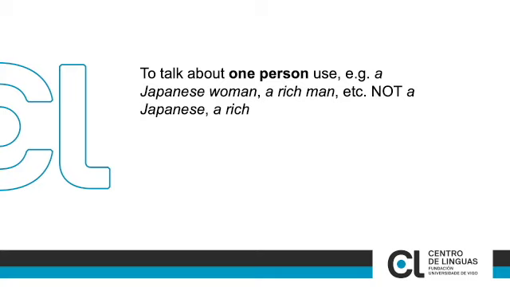When we want to talk about one person, we say, for example, a Japanese woman, a rich man. Okay, we don't say a Japanese or a rich. We have to put woman or man or person at the end of that.